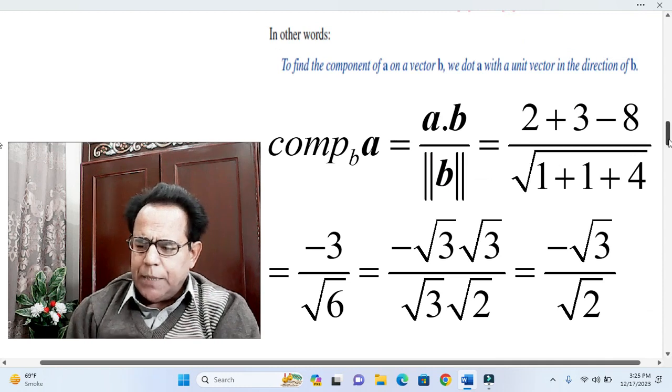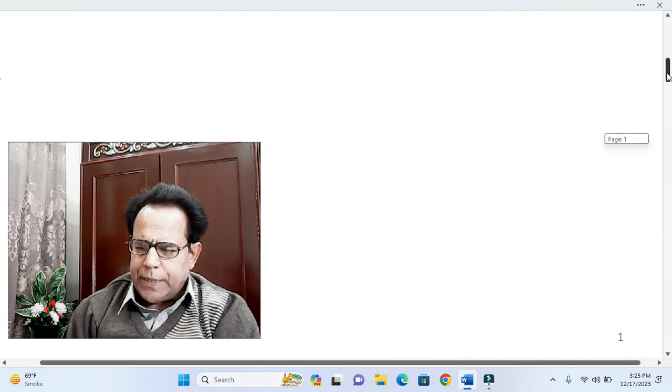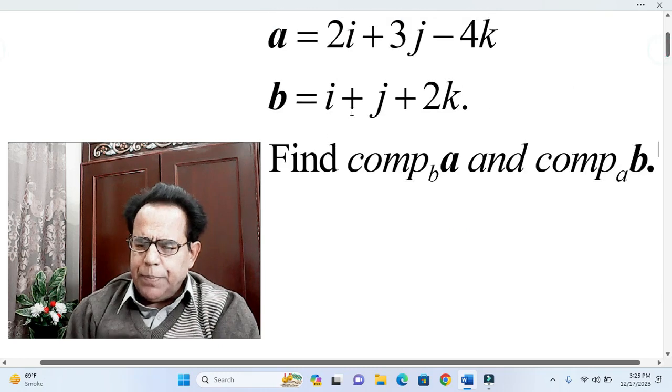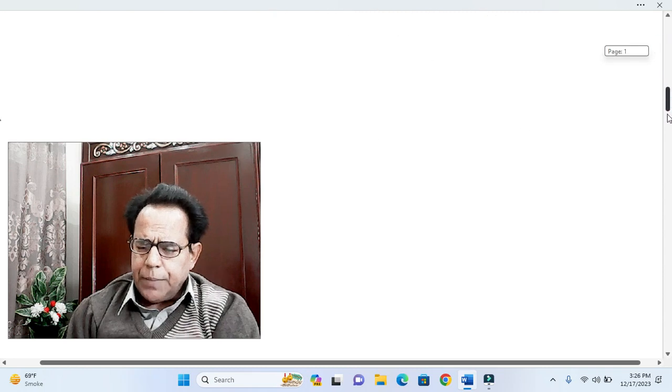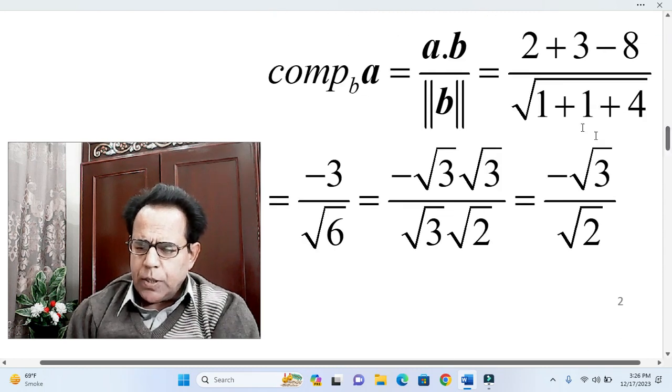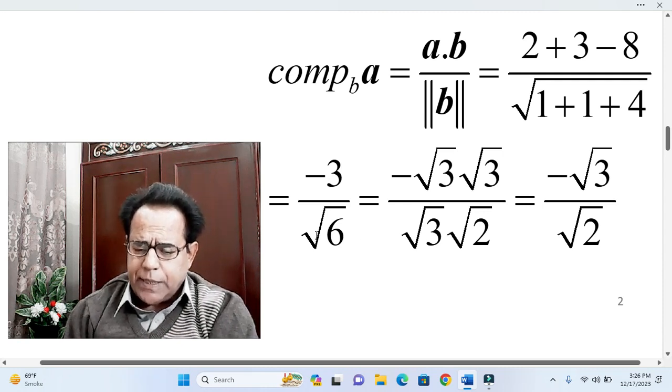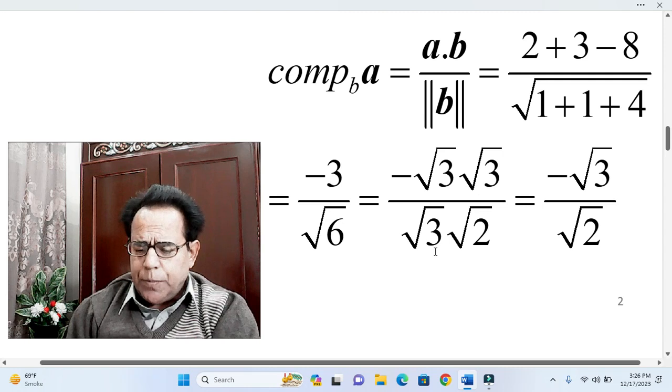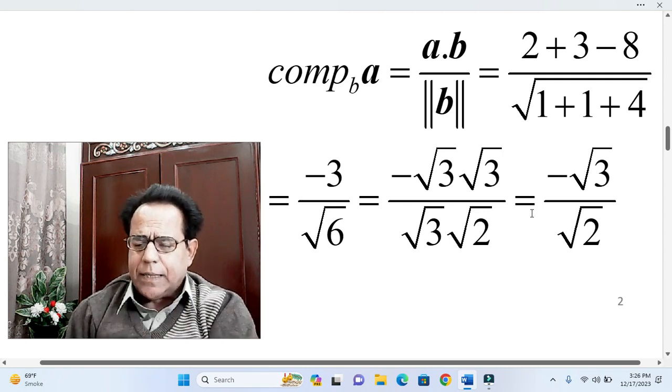Divided by B magnitude. 1 plus 1 plus 2, under root 1 squared plus 1 squared plus 2 squared, that is 1 plus 1 plus 4, that is 6 under root. B magnitude is root 6. So this is minus 3 over root 6. It can be written as minus root 3 into root 3 over root 3 into root 2. Root 3 will be cancelled and we will get the answer minus root 3 by 2.